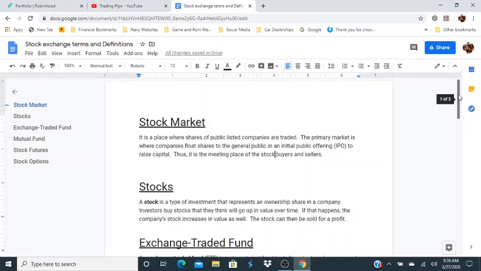Hopefully, this helped you guys out in understanding what the stock market is, what the stocks are, what exchange traded funds are, what mutual funds are, stock futures, and stock options.